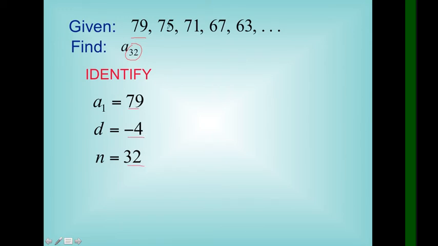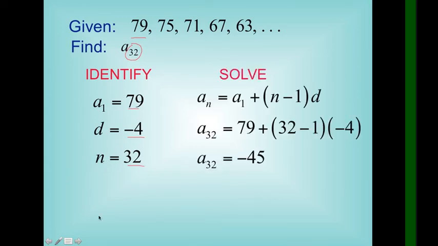Because 75 minus 79 is negative 4, 71 minus 75 is negative 4, 67 minus 71 is negative 4. And for the n, we have 32. That's the n term. And a sub 1 is 79. These are the only things we need: a sub 1, d, and n. So we can now put them in our formula. By using our formula, we have 79 plus 32 minus 1 times negative 4. So what will be the answer? The answer is negative 45.